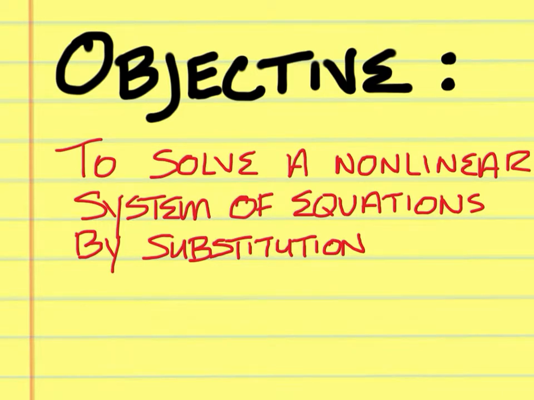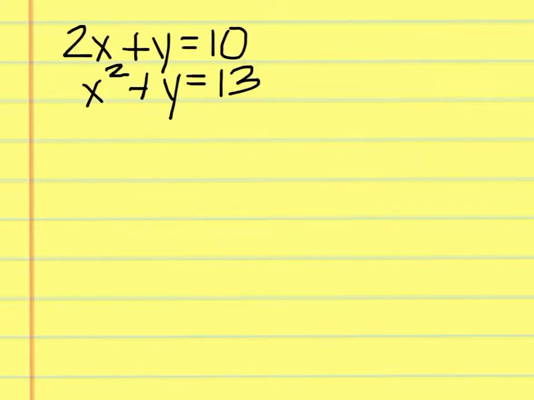The objective is to solve a nonlinear system of equations by substitution. You have to get a variable by itself. It could be any one of those four listed up there, but pick the easiest one. And the easiest one is going to be the one that doesn't have an x squared in it.